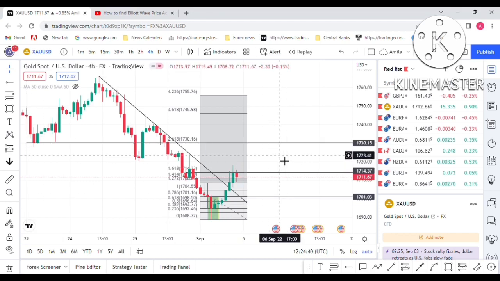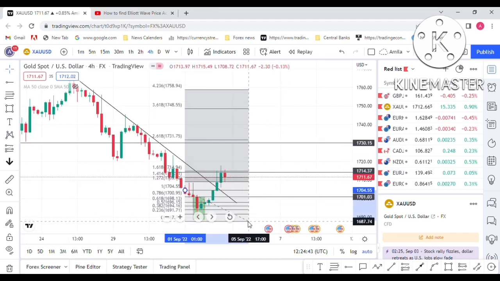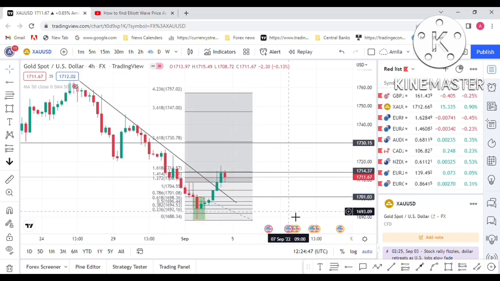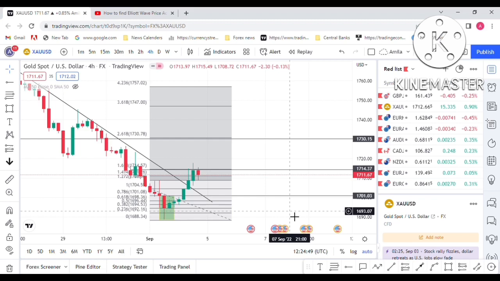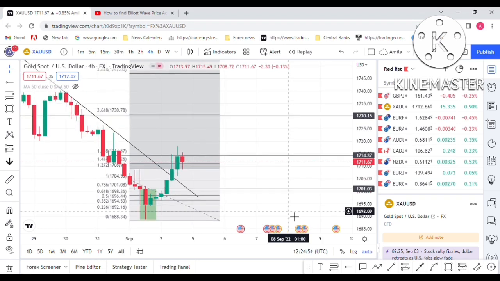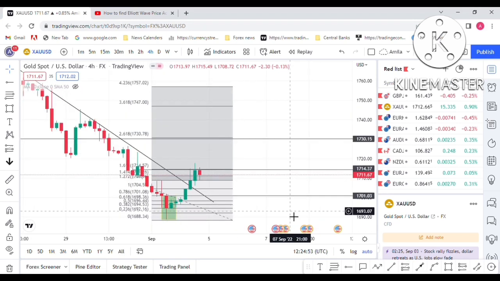Okay, let's see the target area. You can see the target area, 1734, like that. The second target will be the next week achievement for gold XAU USD.